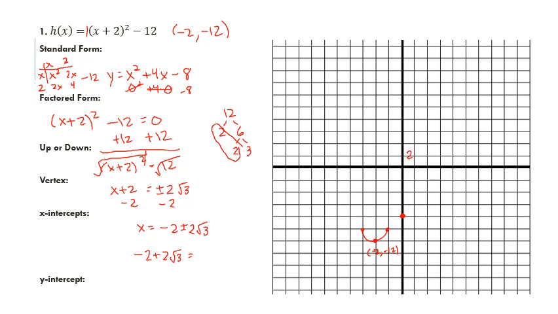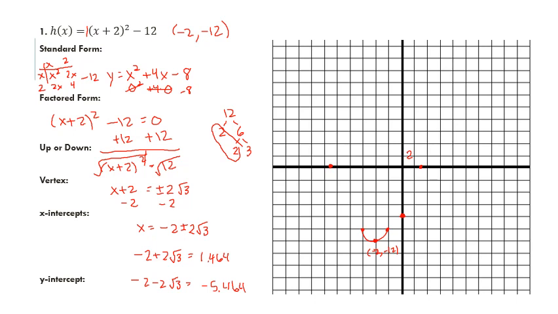So if I type these into my calculator to get decimal equivalents, right? So I can do negative 2 plus 2 root 3, and that gives me 1.464. Negative 2 minus 2 root 3, type that in a calculator, and I get negative 5.464. Okay? So in other words, my x-intercepts are at about 1.5 and about negative 5.5. 1, 2, 3, 4, 5.5. So now, right, the x-intercepts.